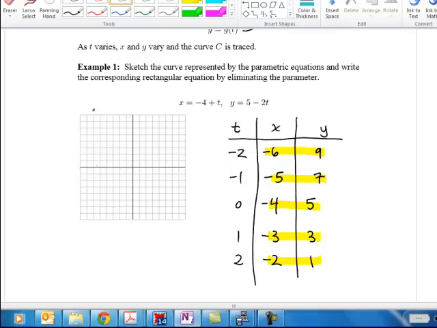-6, 9, -5, 7, -4, 5, -3, 3, and -2, 1. And it looks like this is going to be a straight line. We can include arrows on this line indicating the direction as t increases. So the arrows indicate the direction of increasing parameter.